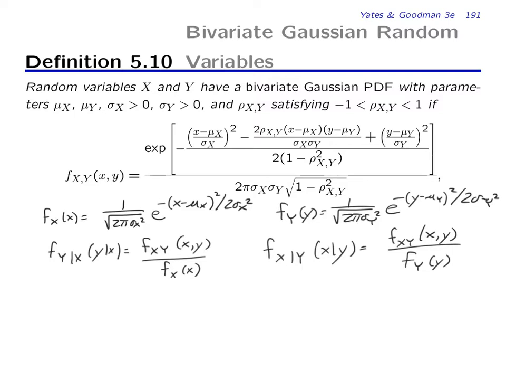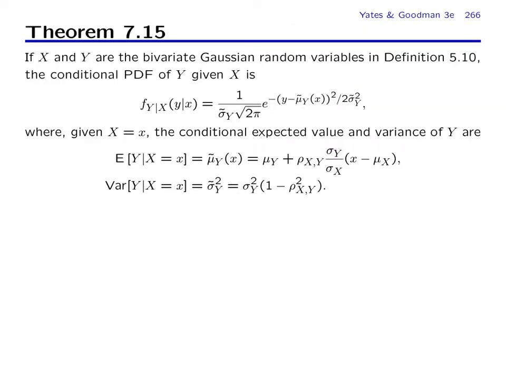The details are in the textbook. We'll present the result in the next theorem. And the theorem is kind of expertly rearranged to show you how things work. If you grind through the algebra, you find that the conditional PDF of y given x is a Gaussian PDF. It has expected value mu y tilde, with a little tilde to say it's different than the original mu y, and variance sigma y tilde squared, also with a tilde to say it's different than the original variance of y.